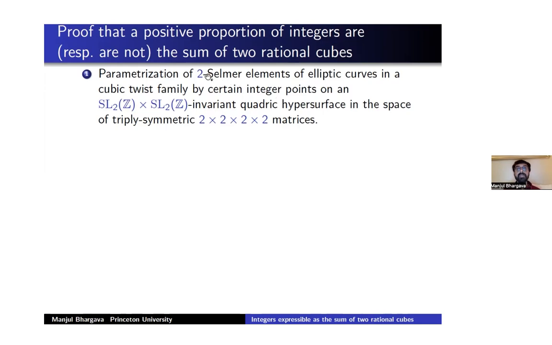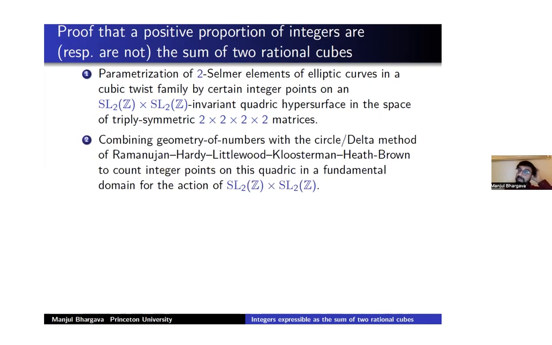And the claim is that 2-Selmer elements of elliptic curves in a cubic twist family can be parametrized by integer points on this quadric hypersurface, where that degree 2 invariant has been set equal to 0, for the action of SL2 cross SL2 on pairs of binary cubics. And I'll explain how this parametrization works in a second. Anyway, the point is that we have a parametrization of 2-Selmer elements of elliptic curves in any given cubic twist family.